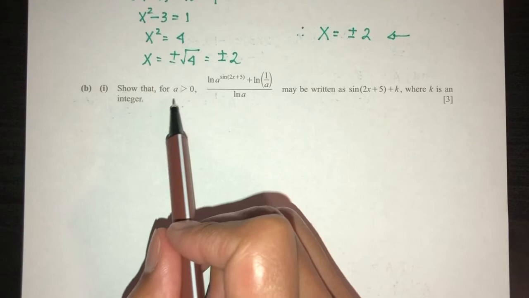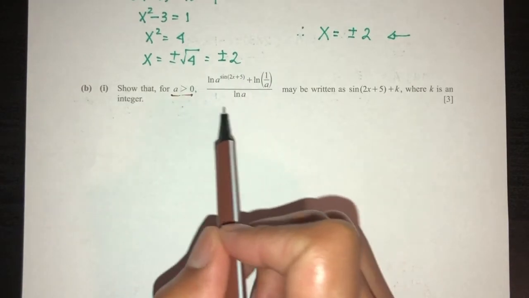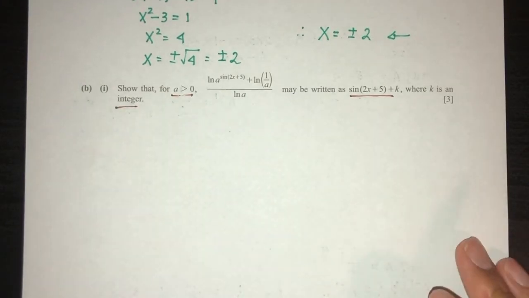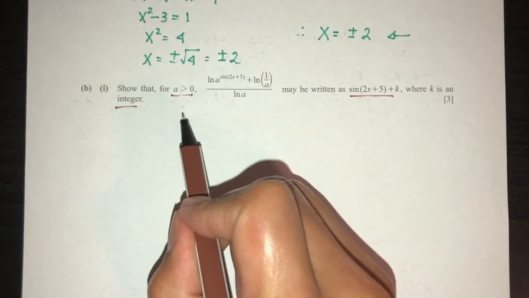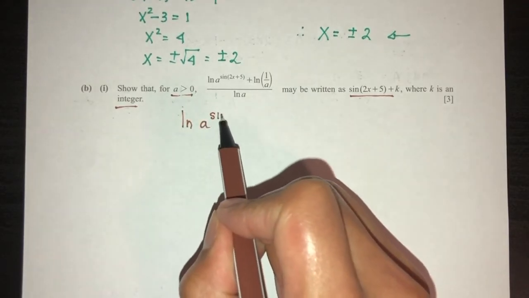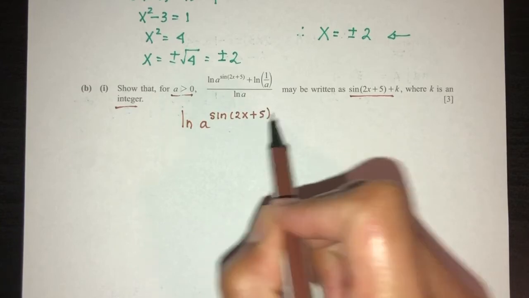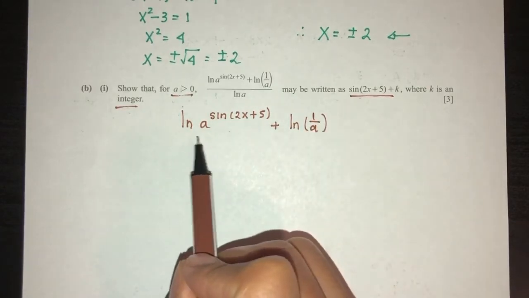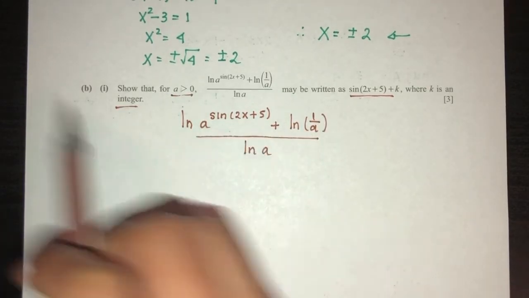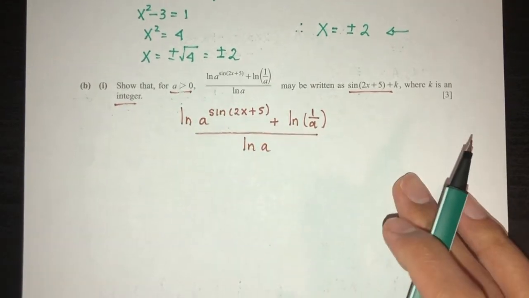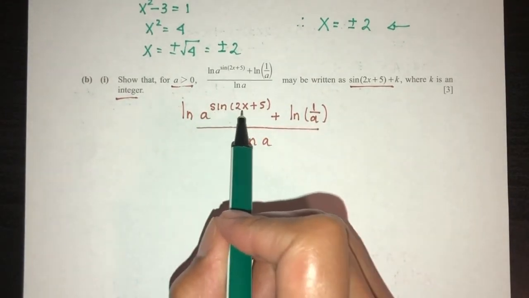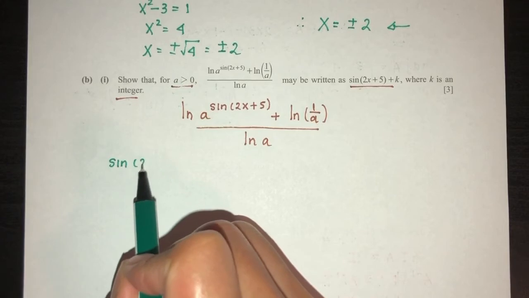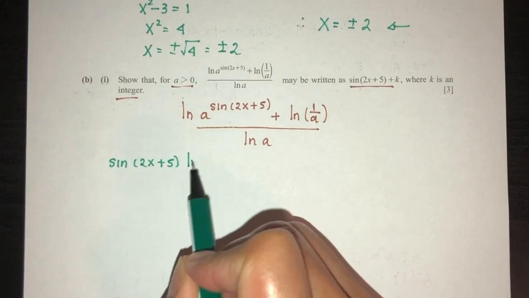Now for part 2, we have to show that for a positive, this can be written as this, where k is an integer. So let's observe to see what we can do. Here we have ln a to the power sine 2x plus 5, plus ln 1 over a, everything divided by ln a. Now let's look at the top first, to see what can be done. Here I have a power, I can send the power in front. You will have sine 2x plus 5 times ln a, right?